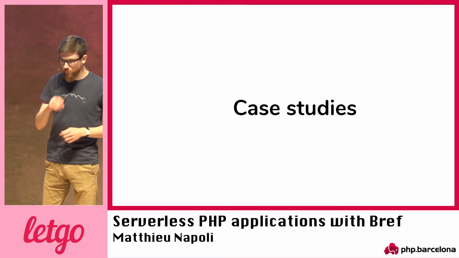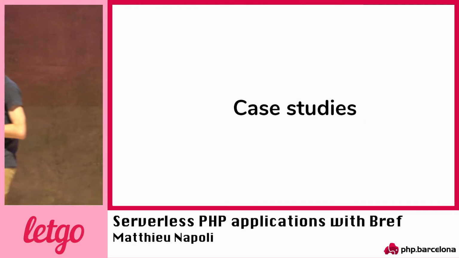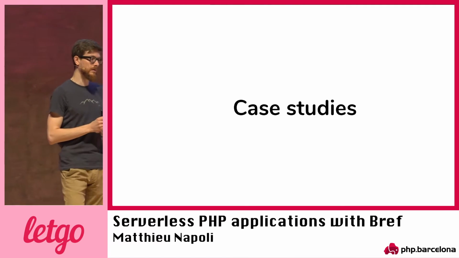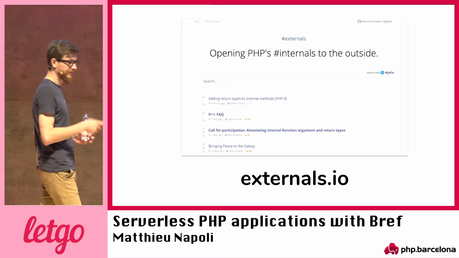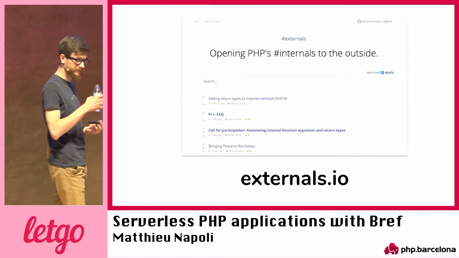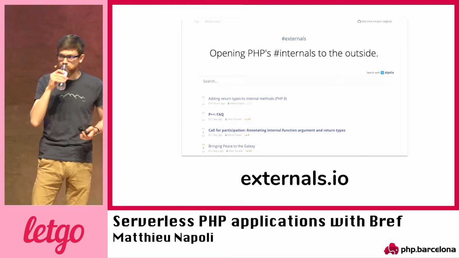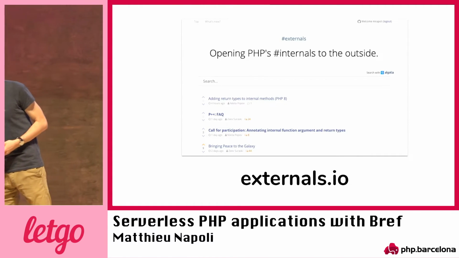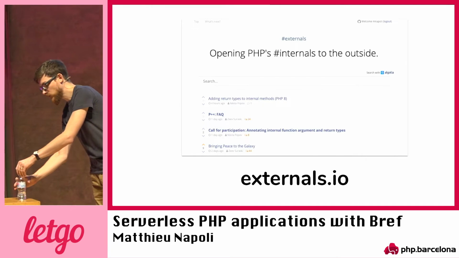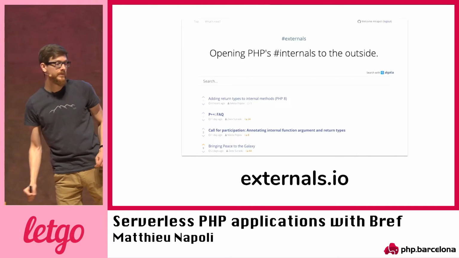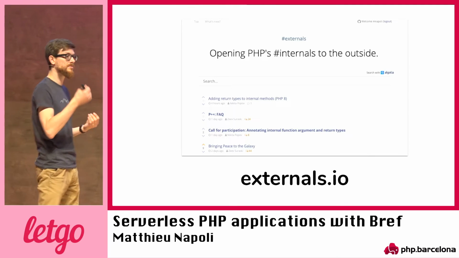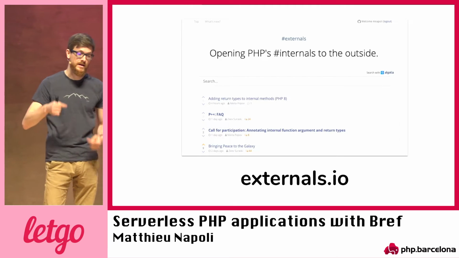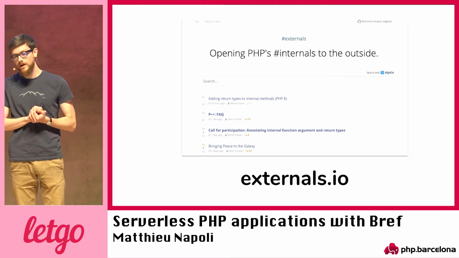Now, I have a few case studies to show you. Those are real applications running in production with Lambda and Bref. The first one is externals.io. Externals.io is a small website I built to view the PHP internals mailing list with a nicer UI. You don't have to subscribe and get tons of emails. You can just get on the website and view all the threads and even vote on the threads.